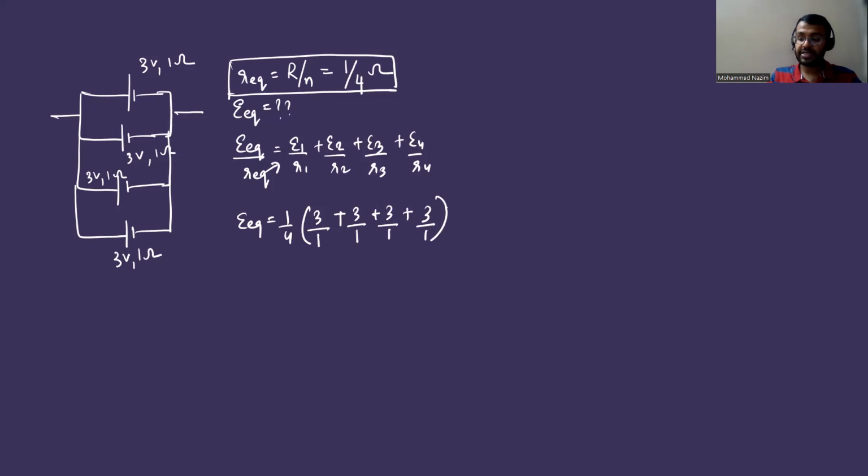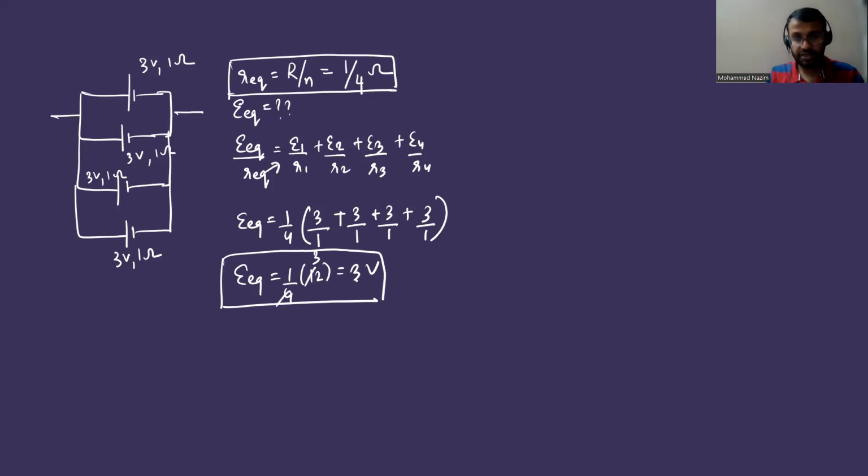3 plus 3 is 6. 6 plus 6 will become 12. So therefore it is going to be 1 by 4 into 12. 4 ones are 4, 4 threes are 12. So 3 volt. I just took 4 cells. You could have taken just 2 cells, 3 cells also, no problem. 4 cells also you can take, 5 cells also you can take, n cells also.